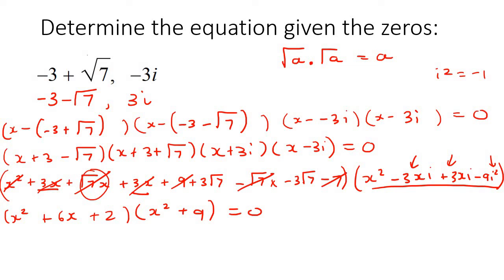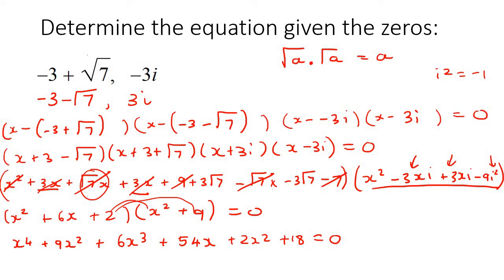Next step is to multiply these two brackets together. So that's going to give us x to the 4 plus 9x squared plus, now we're going to do this one. So that's going to be 6x cubed plus 54x plus 2x squared plus 18. There we go. Now we just put the like terms together. So that's going to be x to the 4 plus 6x cubed plus 11x squared plus 54x plus 18 is equal to 0.